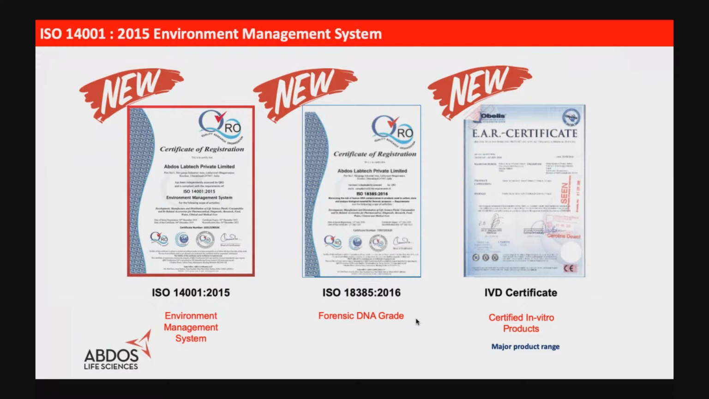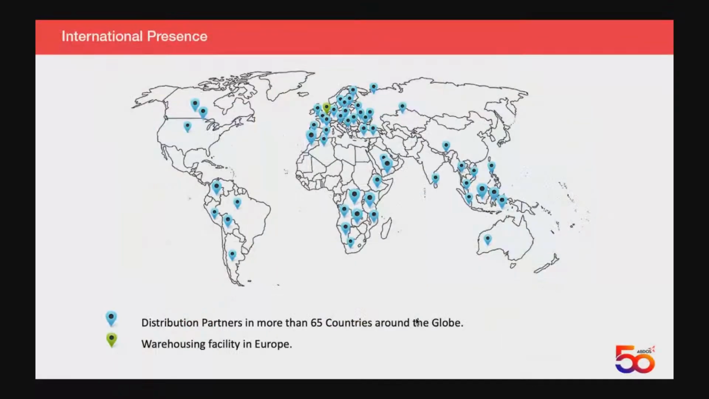These are certain new certificates which we got recently: environment management system, forensic DNA grade, and we have been certified for in vitro products for most of our product range. Our international presence is over 65 countries across the globe, and we have a warehousing facility in Europe, in the Netherlands.